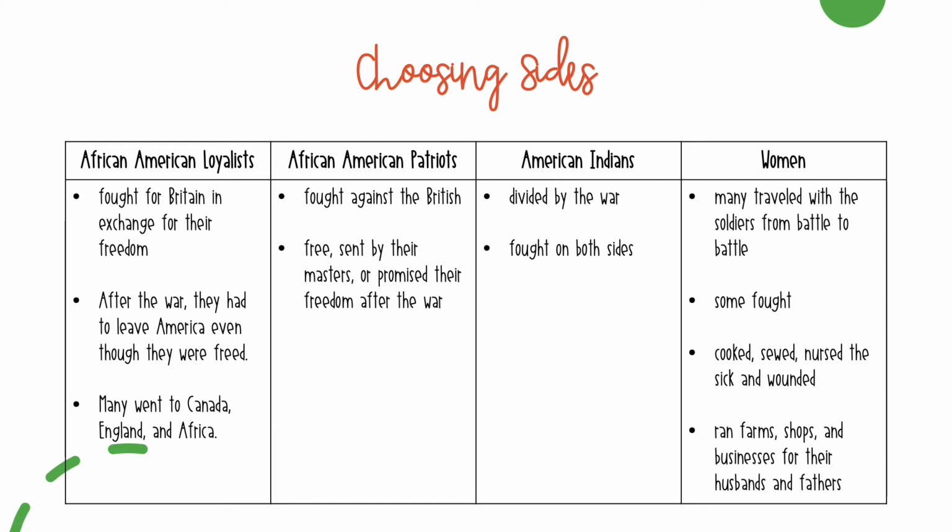Some slaves sided with Great Britain because they were promised their freedom. However, after the war, they were forced to leave the country because Britain had lost. Many went to Canada, England, or Africa. Others fought with the colonists, some by choice, and others were sent in place of their masters. Native Americans were split as well. They knew that neither side was going to leave their land, and they would be forced out either way.